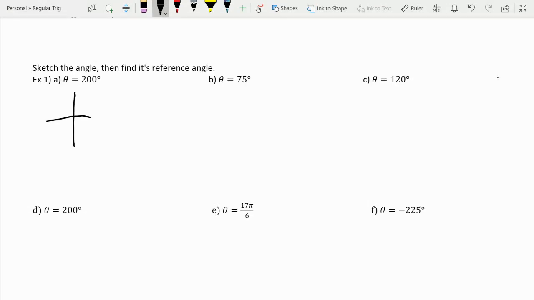You know this is going to be in the third quadrant, right? So about right there. There's 180, there's 200. So there's theta. But now, the reference angle. The reference angle is we're always going to be referring back.